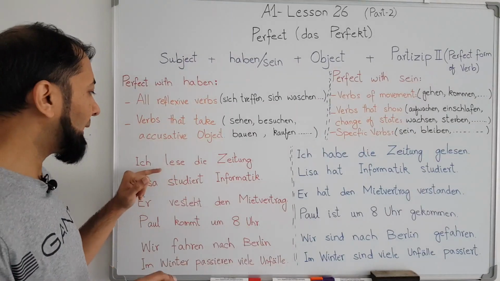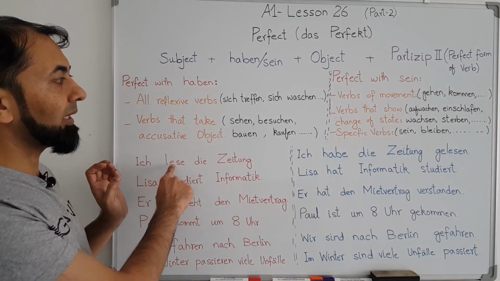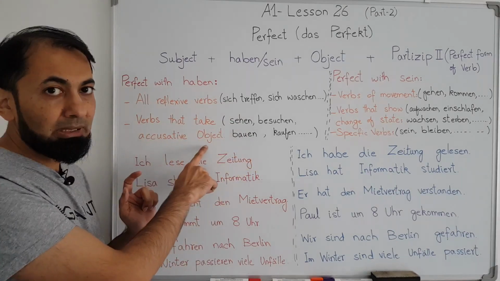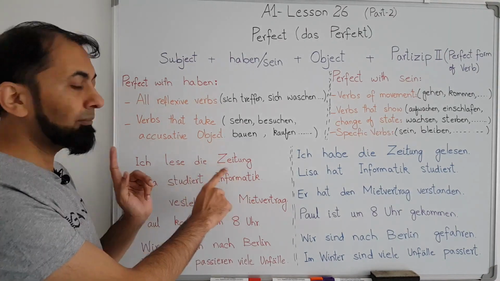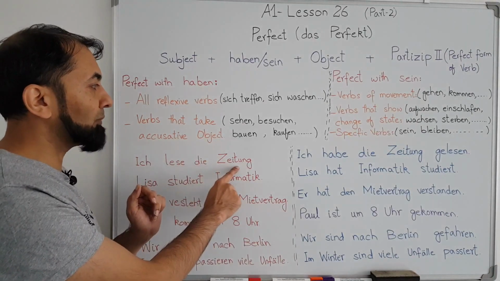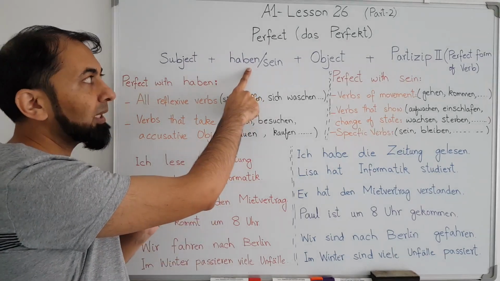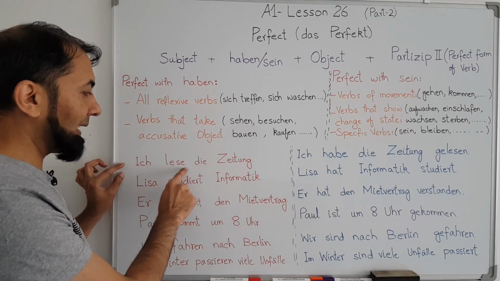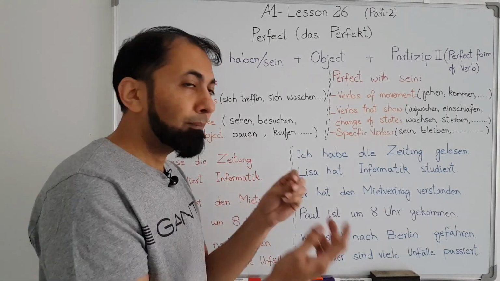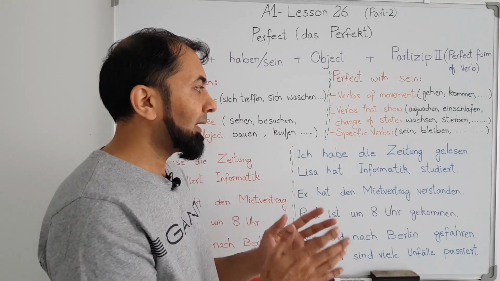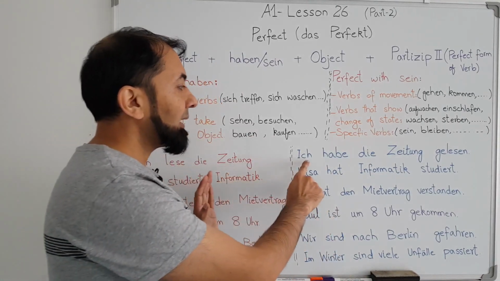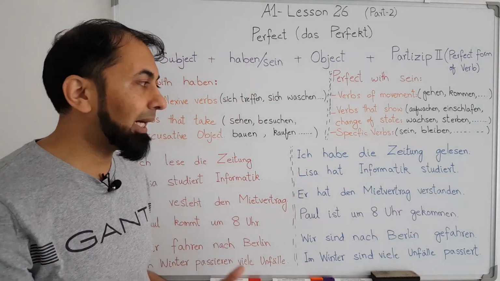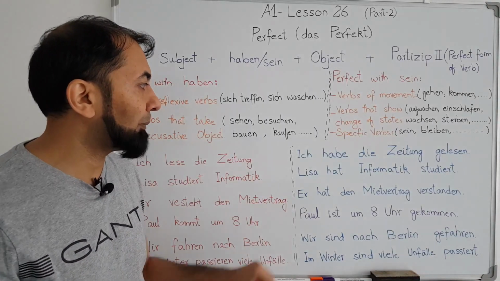So now we have to identify to which category this lesen verb comes, and we see that this is the verb that comes under this category because it requires a direct object. Whenever we use a verb that requires a direct object, we will have to use the haben verb in the perfect tense. So the present tense is ich lese die Zeitung, I read the newspaper. But when I want to make a perfect tense out of this present tense, ich habe die Zeitung gelesen, I have read the newspaper, or I read the newspaper.